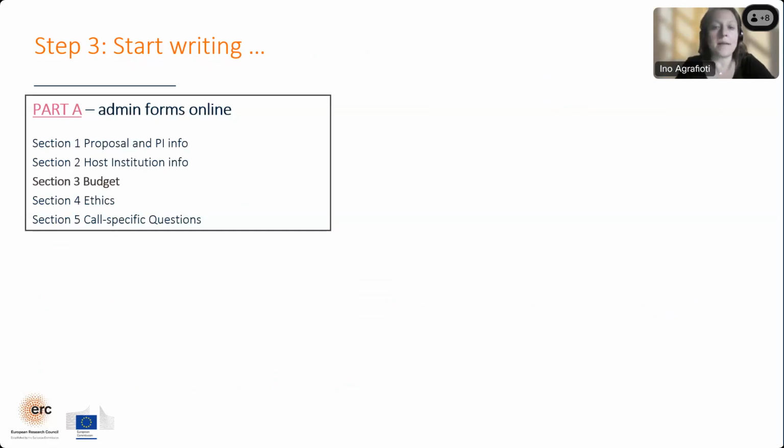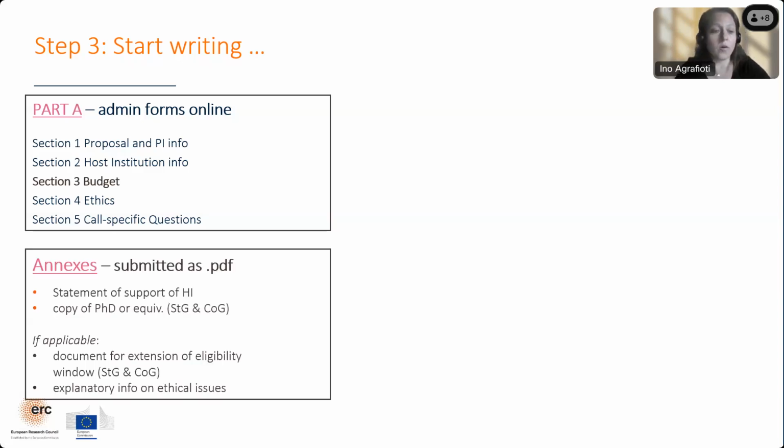So what is the application consisting of? It's part A, which is online. There you put your proposal information, your host institution information, your budget, which is evaluated at the second step, ethics information, and call specific questions. In order for you to be eligible for an ERC call, you have to have a statement of support of your host institution. You upload it as an annex, in a PDF form.